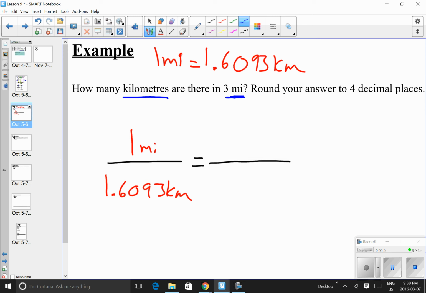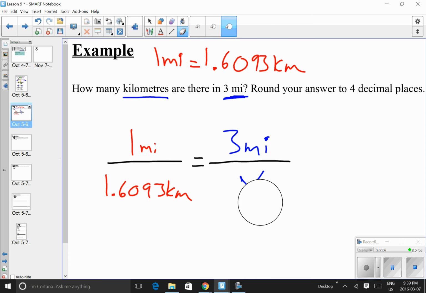Now the second side is from my question. I'm dealing with 3 miles. So my 3, because it's miles, has to go on the top. And I want to know how many kilometers that is. So this is what I'm looking for. So I'm going to call it an X because that's really mathy. You can call it whatever you want. You can call it W, Z, you can call it happy face, you can call it a flower. I'm going to call it a flower.